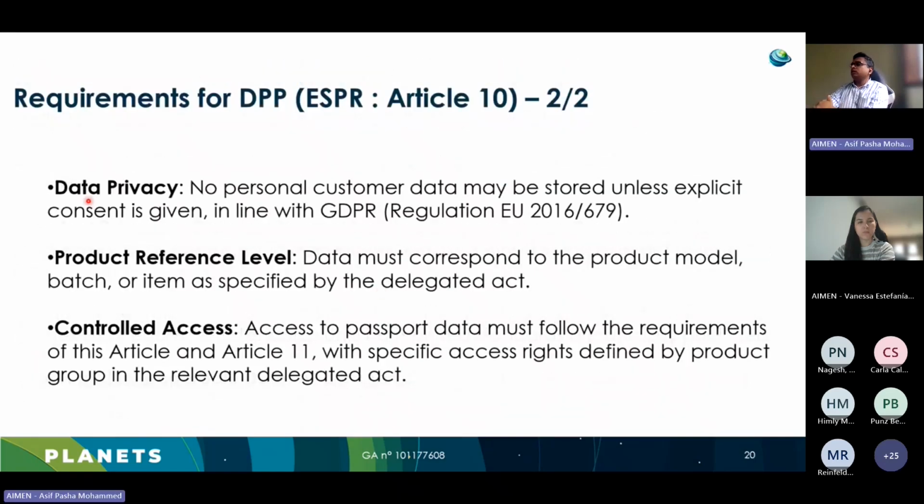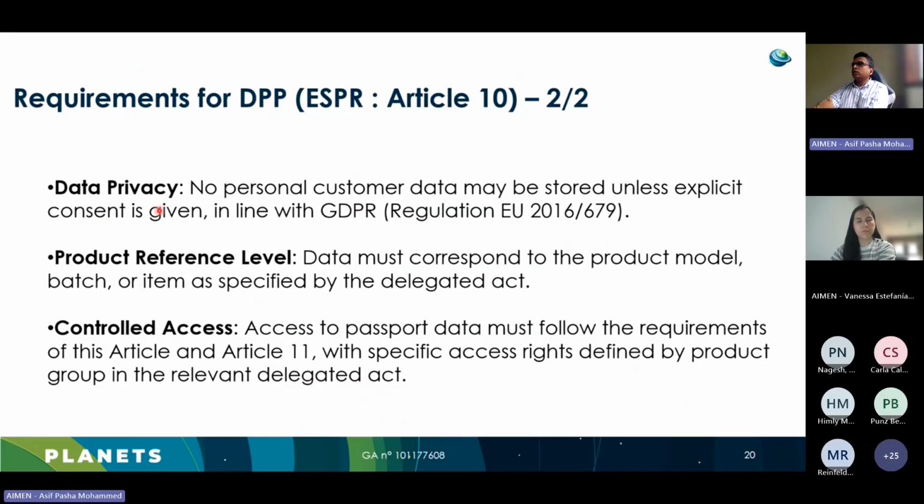Data privacy, yeah, this is the top concern from almost everyone. So the idea here is not to include any personal customer data without explicit consent. This also takes into force the GDPR, so this is also taken into consideration when we are defining the requirements for the DPP.